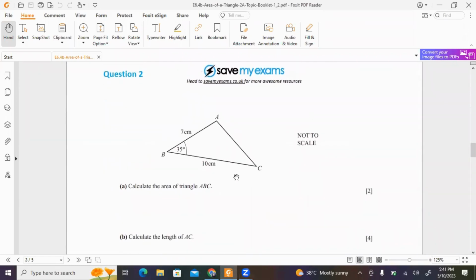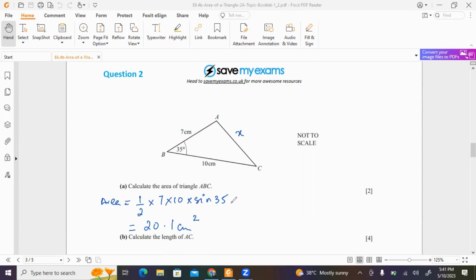If you look at question number 2, in the first part, they're asking to find the area of triangle ABC. And in the next part, they're asking to find the length of AC. So for the first one, we'll use the same formula. We'll do 1 over 2 times 7 times 10 times sine of 35. We plug this into the calculator and we get 20.1 centimeters squared.